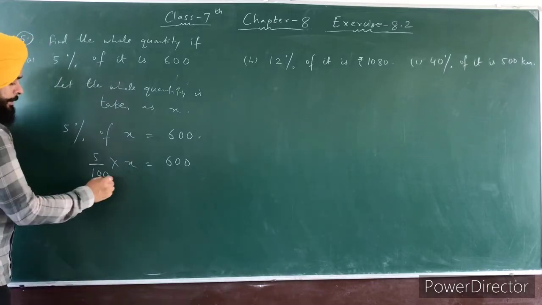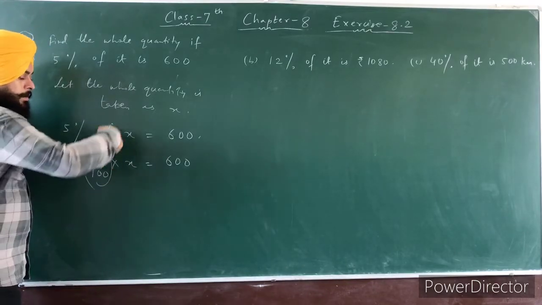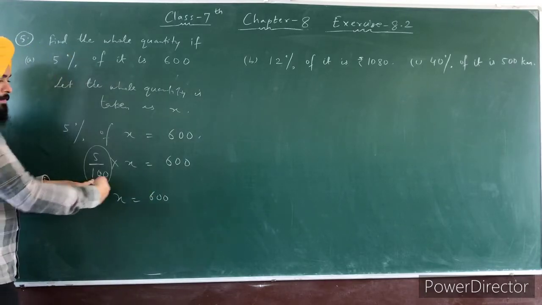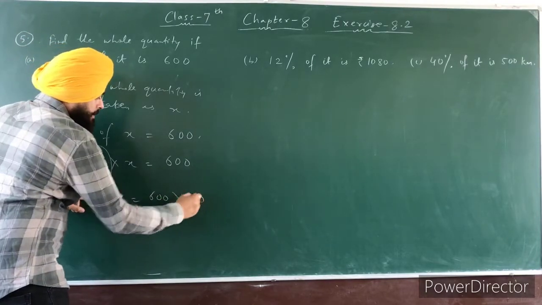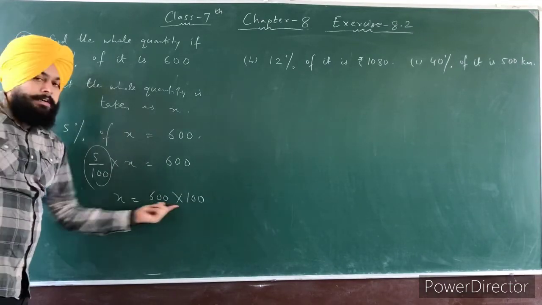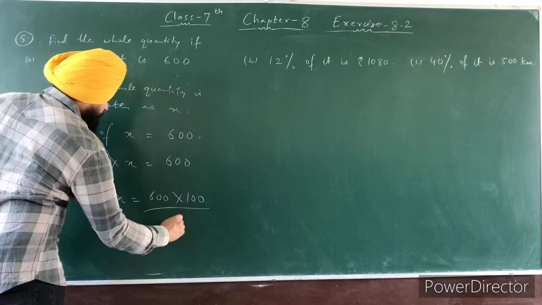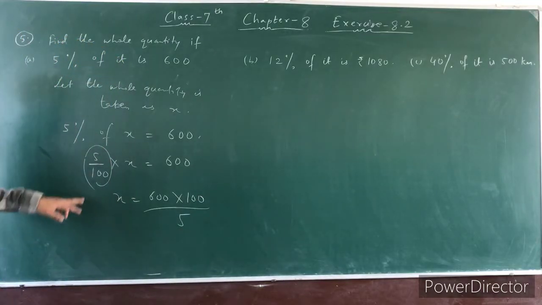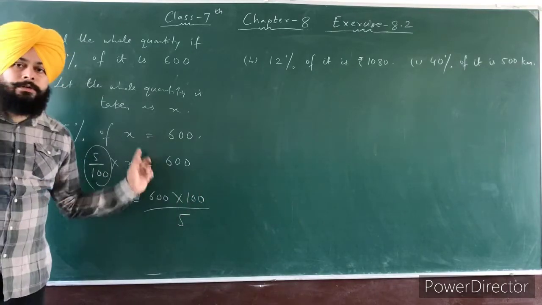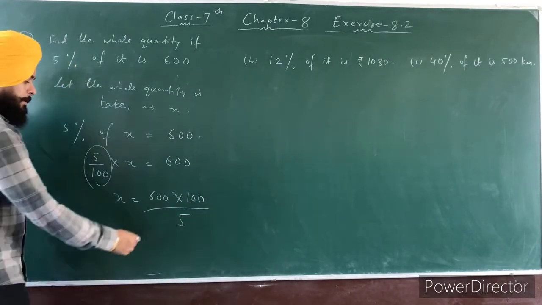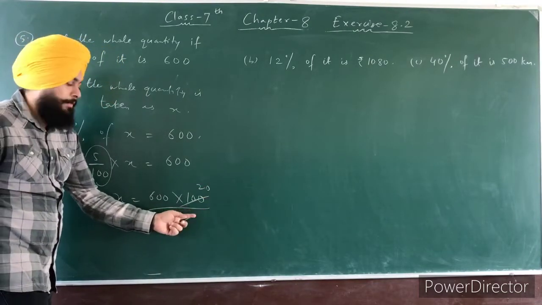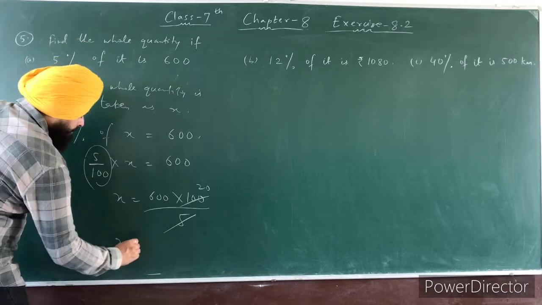So what will we do? You will take this 5 over 100 to the other side. When this 100 goes to the right side, it is multiplied with 600, and when this 5 is taken to the right hand side, it is divided by this whole term. When this 100 goes to the right side, it should multiply, and when this 5 goes to the right side, it should divide. Now you can see here 5 into 20, that is how much? 100. 5 20s are 100. So X is what?